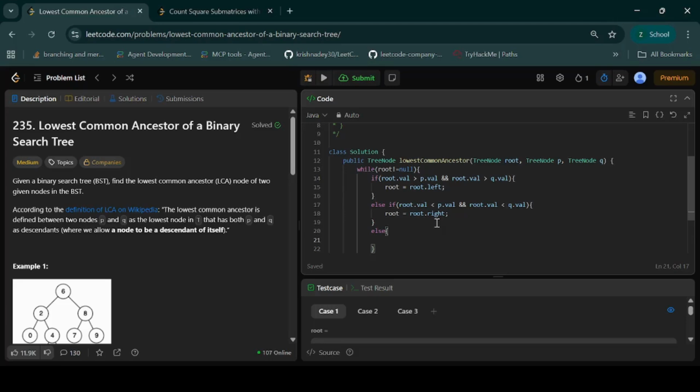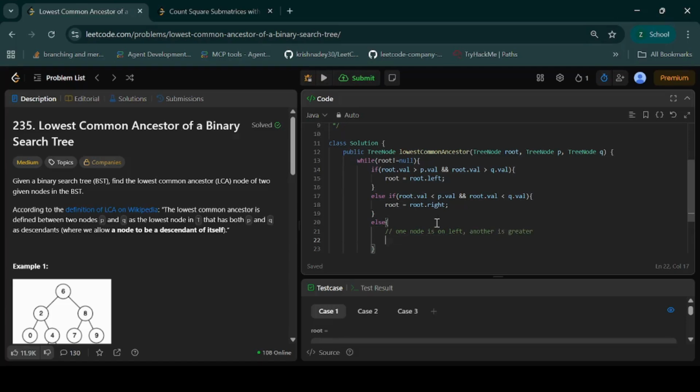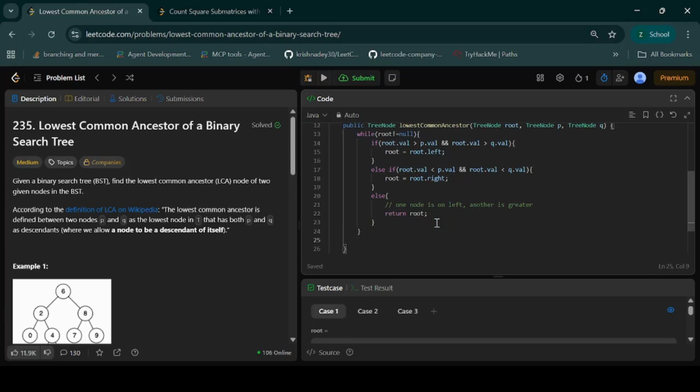Else, if one node is on the left, that is, it's smaller, and another node is greater, that means it's on the right. That means the current node is the ancestor of both those nodes. So we can just return root. And if we can't find the nodes, let's say it's null, we can just return root at the last.